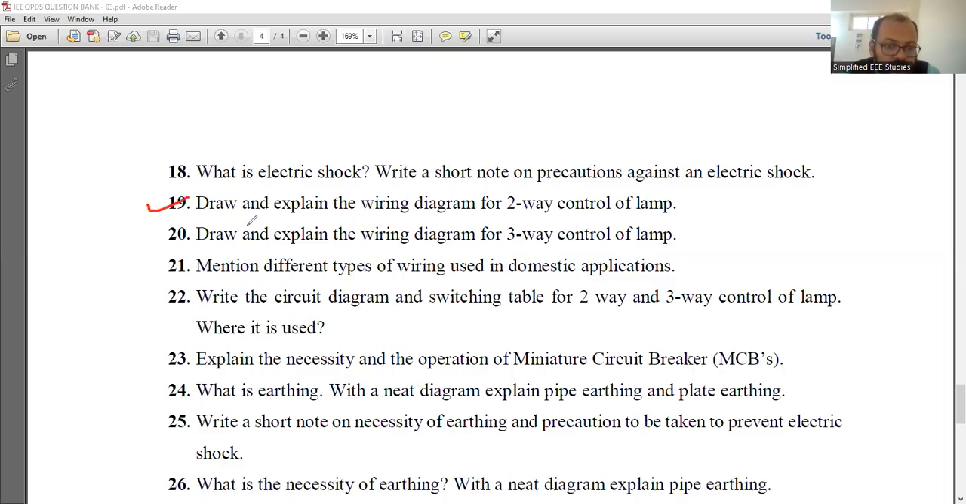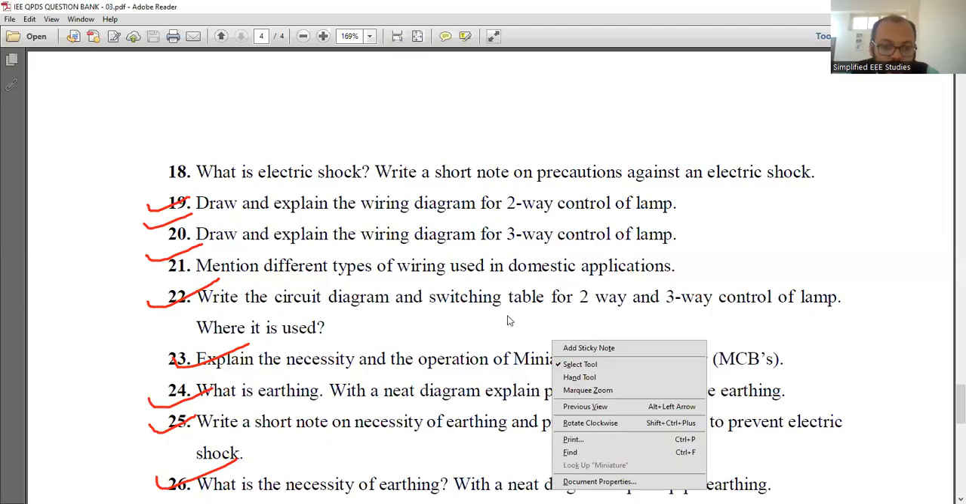So we covered two-way control of lamp, three-way control of lamp, different types of wiring, two-way and three-way control of lamp with that table, and the necessity of MCB, earthing, then shock precautions. Necessity of earthing, those points we already covered.